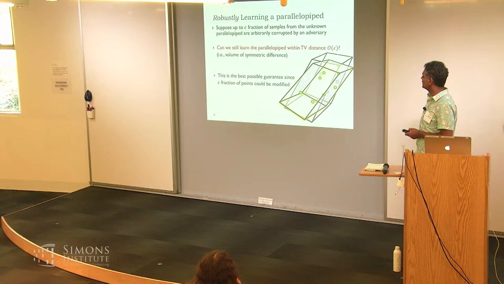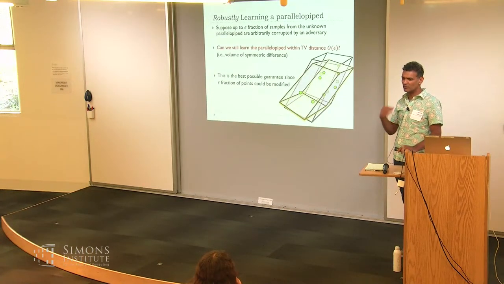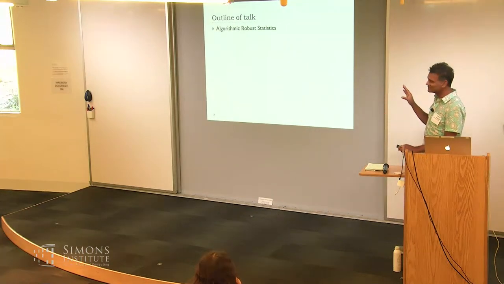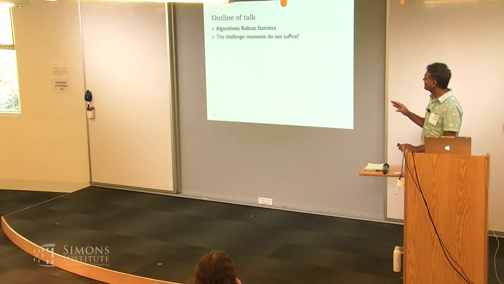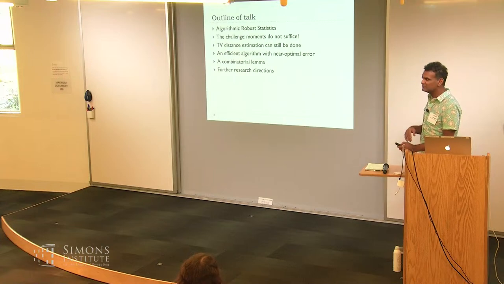Right. So that's what's happening. So somebody has transformed an epsilon fraction of the points, and you'd like to recover still the original cube. Okay. Now, so here's the outline of the talk. Algorithmic robust statistics. I'll do a couple of slides. Moments do not suffice. We'll see that. TV estimation can still be done. There's going to be an efficient algorithm, a near-optimal error, a combinatorial lemma, and some research directions. Okay? And I aim to finish by 11:45.